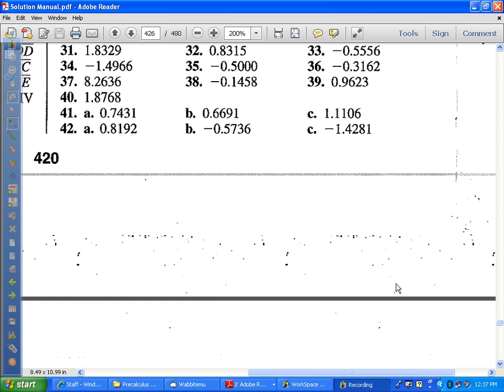42, all they were asking you to do here in 42 really is find the sine, cosine, and tangent of that 125-degree angle. They wanted to know the length of this vertical line segment. The vertical line segment represents the sine, the horizontal one represents the cosine, and the one out tangent to the circle represents the tangent. So 42A is 0.8192, B is negative 0.5736, and C is negative 1.4281.